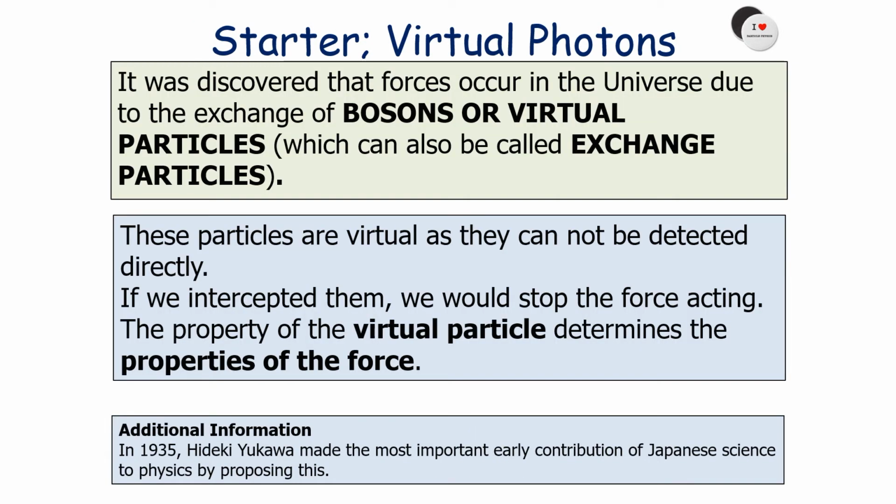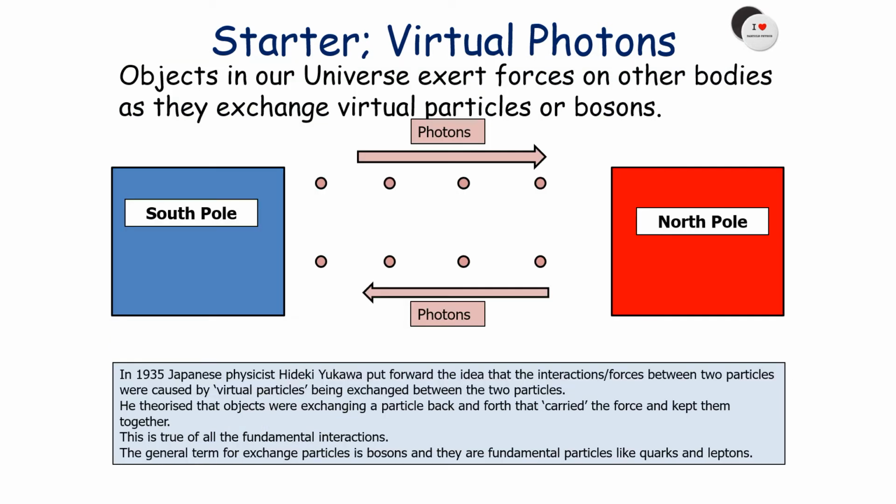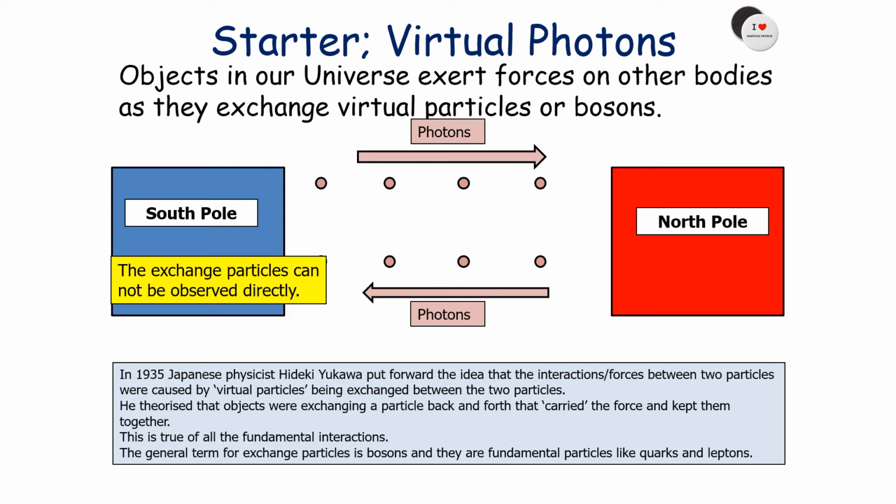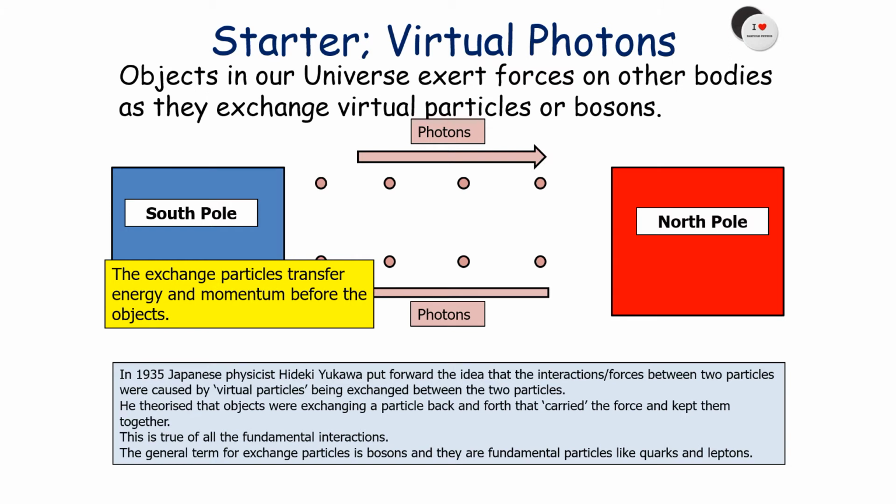So it was discovered that forces occur in the universe due to the exchange of bosons, or virtual particles, which can also be called exchange particles. These particles are virtual, as they can't be detected directly, and if we intercepted them we would stop the force acting, so the property of the virtual particle determines the properties of the force. So objects in our universe exert forces on other bodies as they exchange virtual particles, or bosons. So the properties of the exchange particles lead to the properties of the force itself. Now, the exchange particles cannot be observed directly, and the exchange particles transfer energy and momentum between the objects.